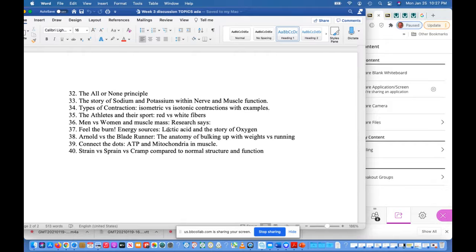Feel the burn. This is really cool. I hope someone does take these. This is about when you exercise. What does that burn? How does it relate to lactic acid? Does it relate to lactic acid? Is there a new way of thinking about the burn?